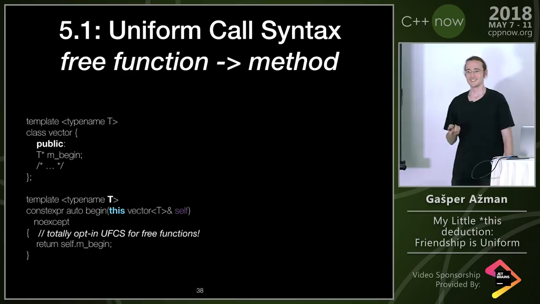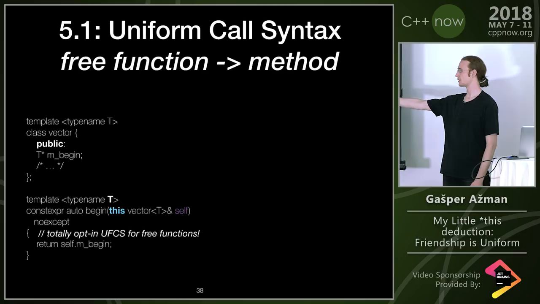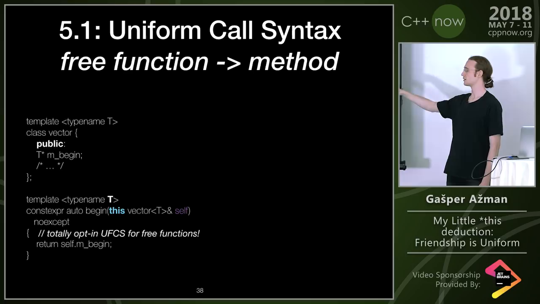So this is the other direction. If you have a free function, you can annotate it with this parameter, and it's callable both ways. And in that case, because it's not a friend of the class, you have to use self. And in this case, mbegin is public, so that's fine. Yes, Alasdair?